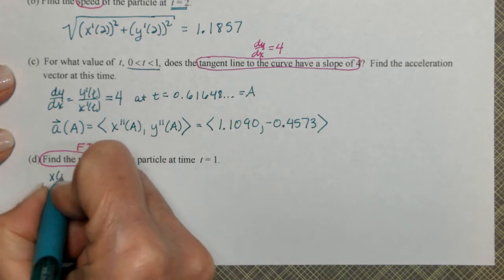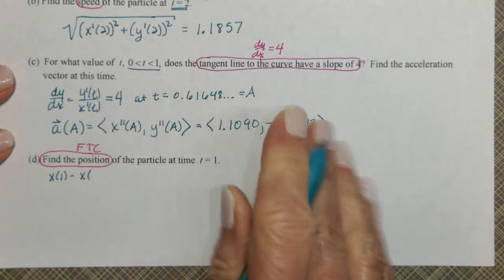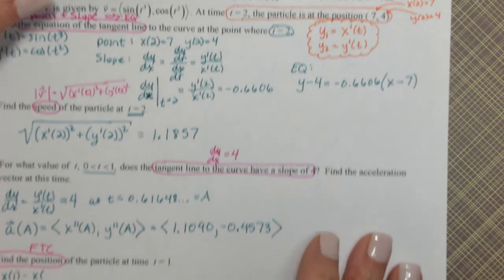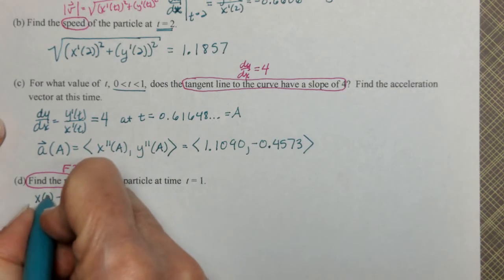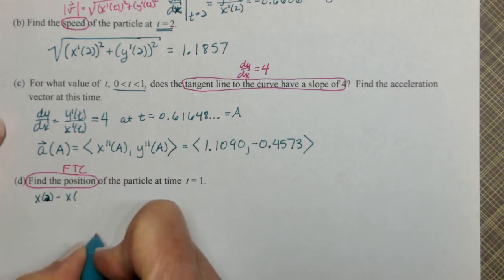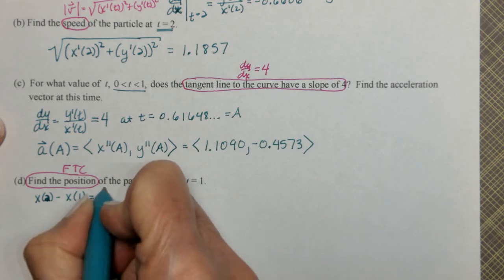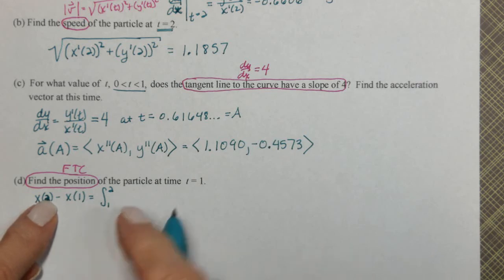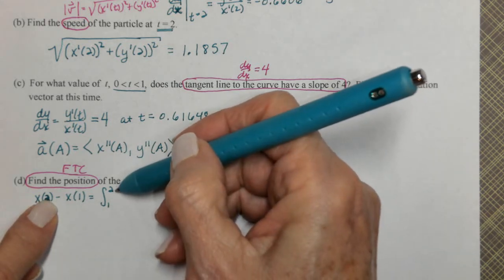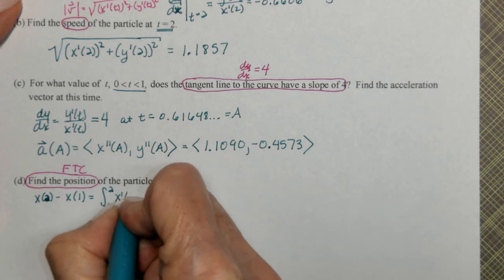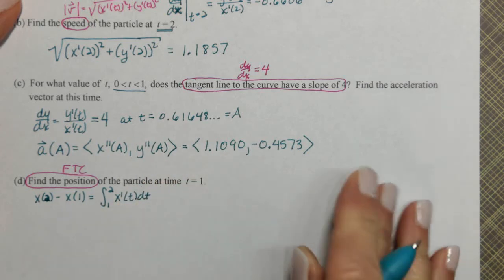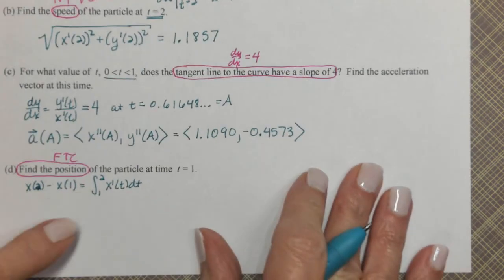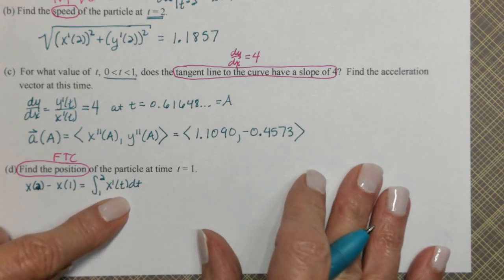X at time 1 minus x at time, what time were we given? Oh, we were given time 2. So I need to put 2 first. X at time 2 minus x at time 1 will be the integral 1 to 2. Remember, whatever you put here has got to be up on top of x prime. Since I already said what x prime is, I don't have to write sine of t cubed here. I can just leave it x prime.